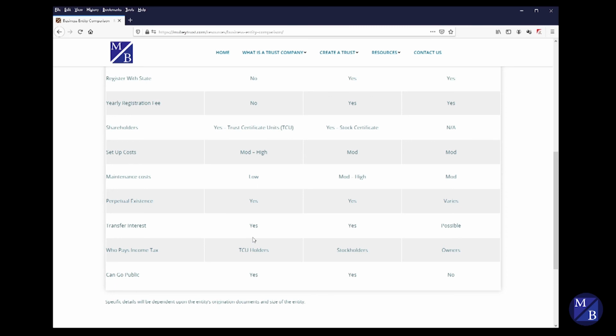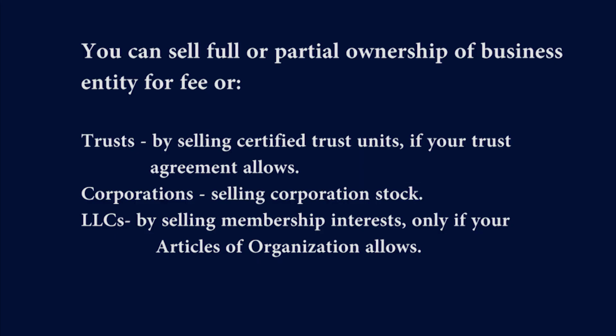Corporations are known for their ability to have perpetual existence. And with the LLC, that would be dependent upon your LLC document, the agreement. With the business trust and the corporation, it's quite easy to transfer interest in the entity, in the corporation or in the business trust. And it's also possible with the LLC to acquire members, each having a particular interest. But with regard to transferring the rights to the business ownership interests, this is very easy to do with corporations and business trusts.